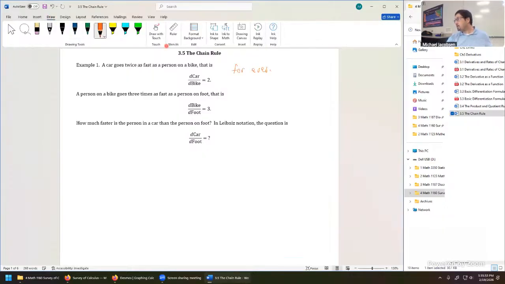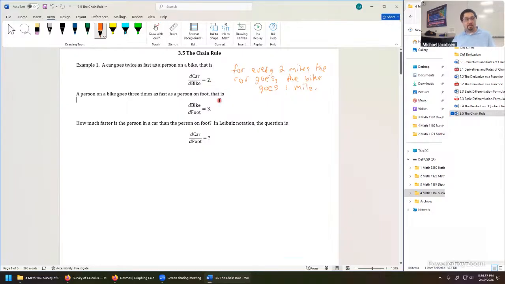for every 2 miles the car goes, the bike goes 1 mile. So that's what this derivative would say all together. Derivatives are always the rate of change of the thing on top, whether it's a distance of a car, a y variable, power in a function, divided by the rate of change of something in the denominator. So if a car goes twice as fast as a person on a bike, this is really a 2/1, just simplified down to a 2. 2 miles for a car, divided by the 1 mile for the bike.